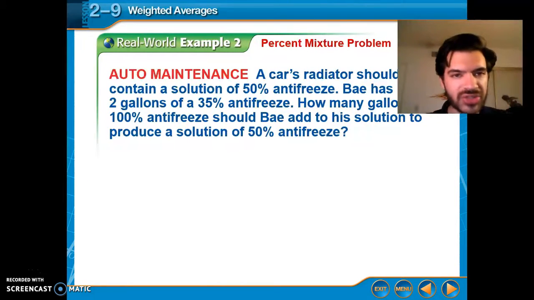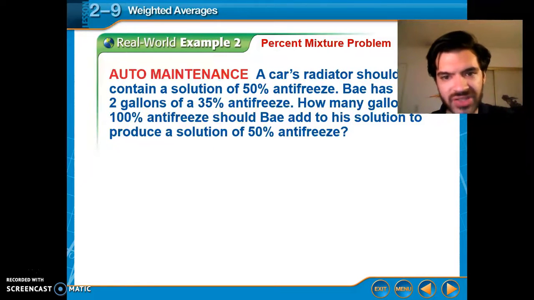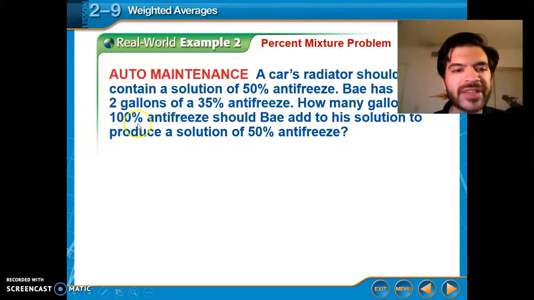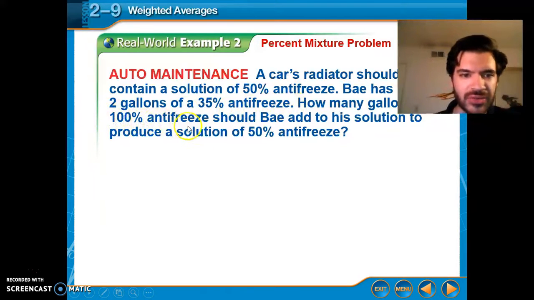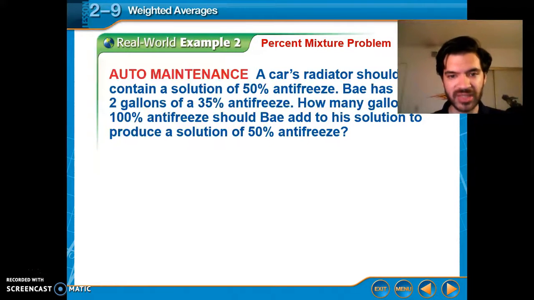This works almost exactly the same way, but there's a difference. A car's radiator has a solution of 50% antifreeze, as we see right here. So we want the car to have 50% antifreeze. But Bay has 2 gallons of 35% antifreeze. That's not enough. He needs to raise it. So he pours in pure antifreeze, 100% antifreeze. How much does he need to add to make it a 50% solution? Let's find out. Let's mix it up.